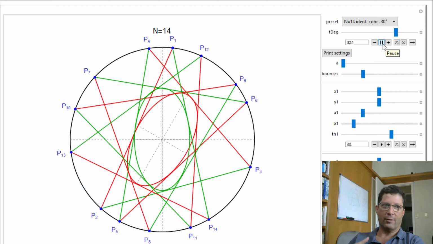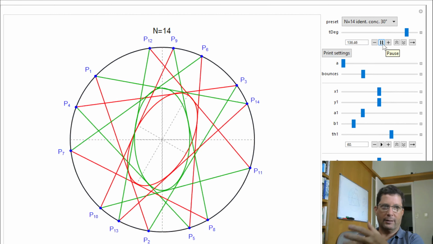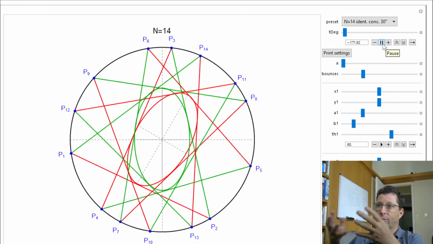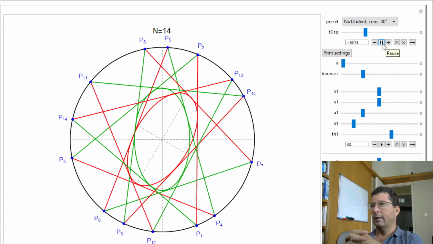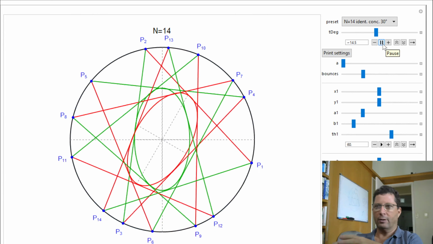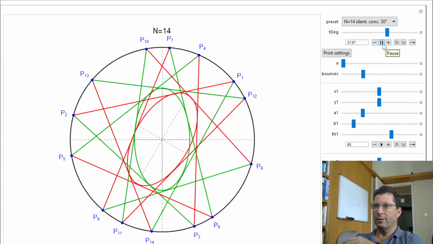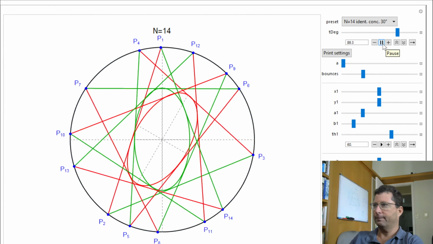So the question now is, how can this thing be taken further? Can it be an odd n? Can these two caustics be at a different non-multiple of 30 angle? As we continue to break the symmetry, what is still going to be possible and what's not going to be possible.